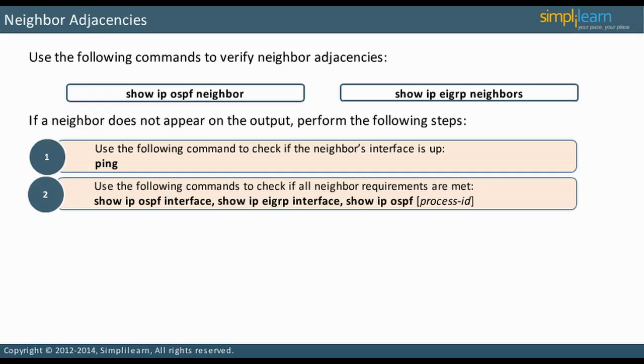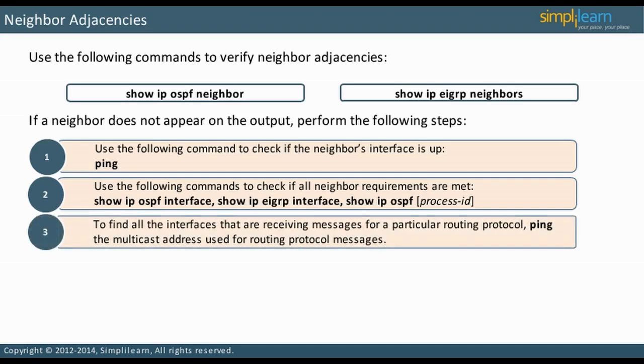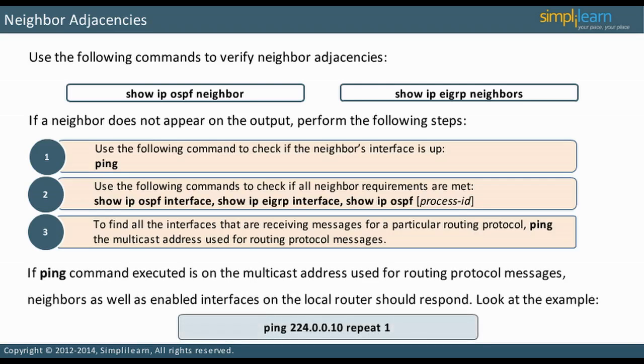Accomplish this with the show interface commands, among others, for the particular routing protocol. You can find all the interfaces that are receiving messages for a particular routing protocol by pinging the multicast address of that particular protocol. Look at the example given on the slide. In the next slide, let us focus on troubleshooting routing problems.